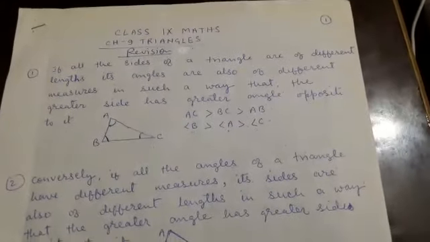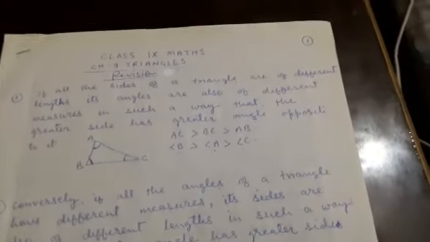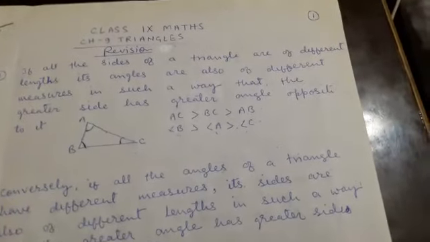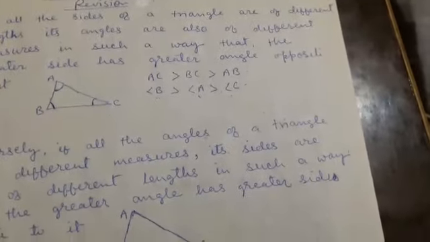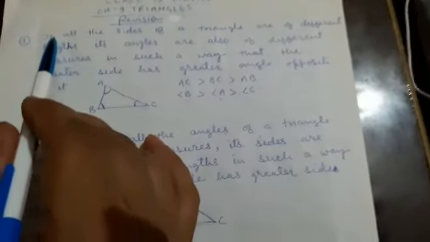Dear students, in the previous class we have seen chapter 3 compound interest. We have done the revision of that chapter. Now today we are going to start the revision of chapter 9 triangles. Here we will see all the identities or rules of this chapter.